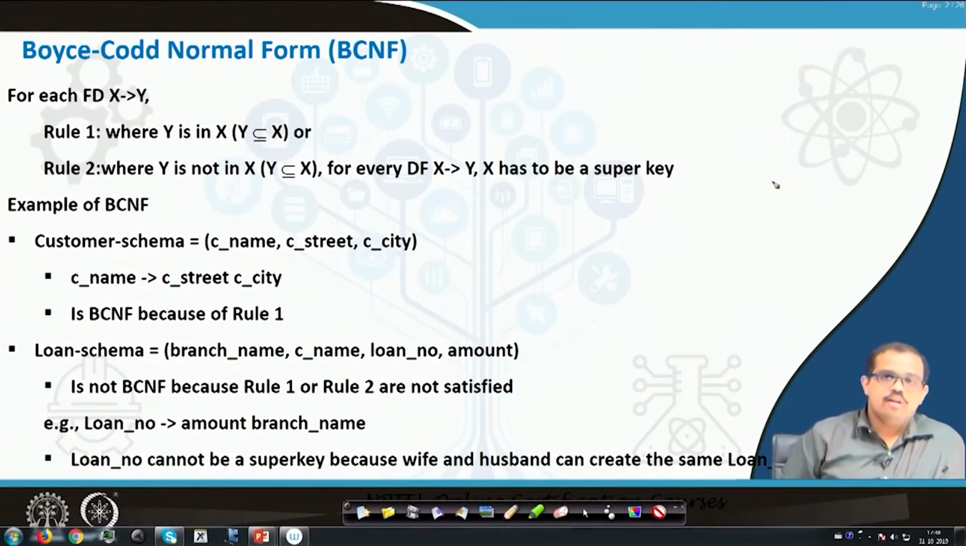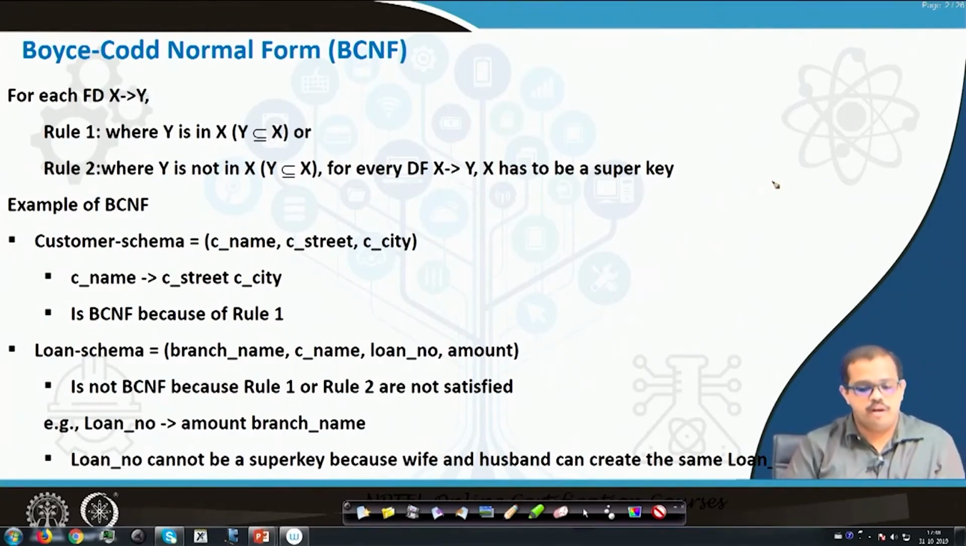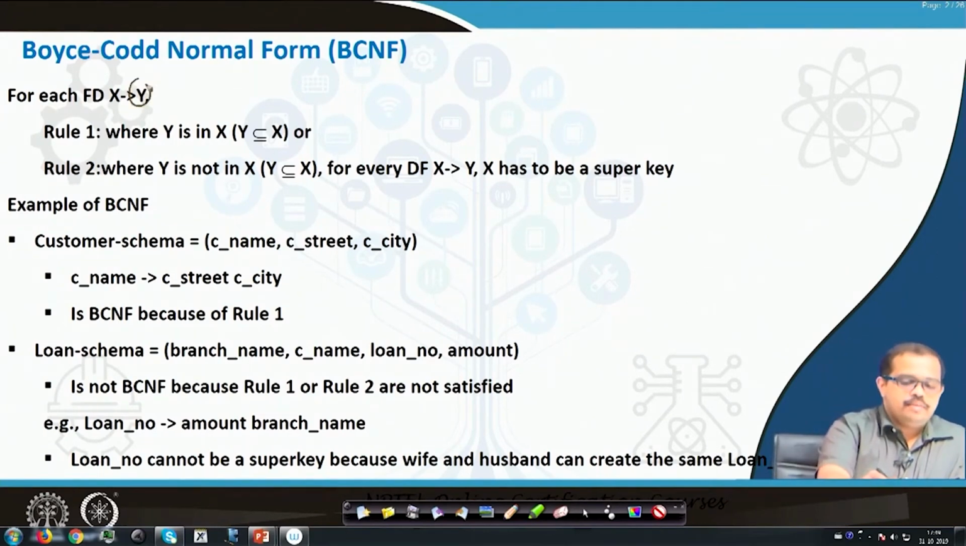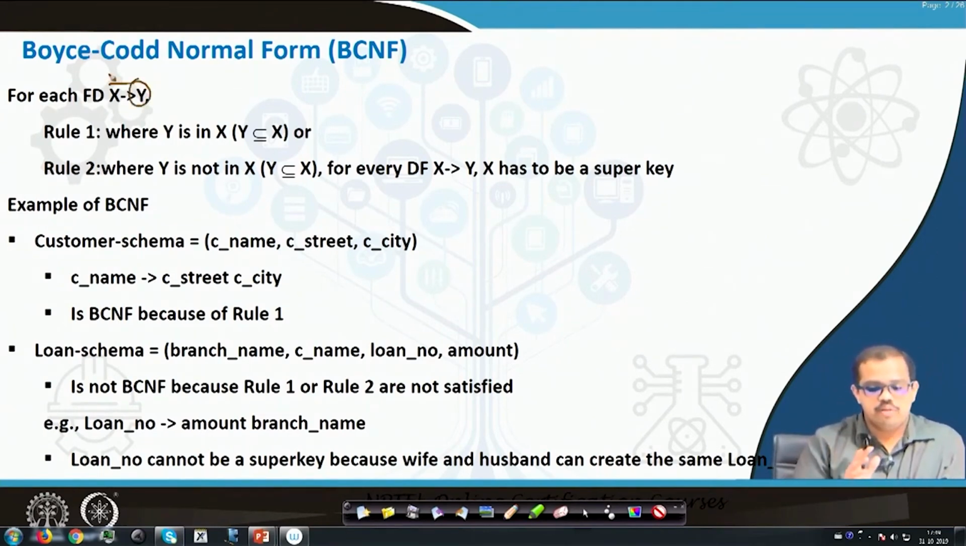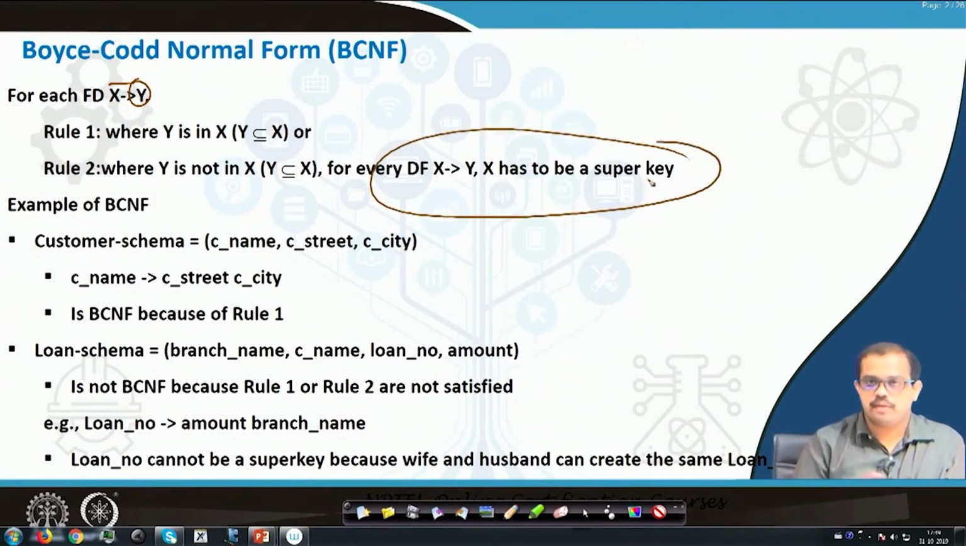Okay. Now, before we go into fourth normal form, we will also look at BCNF. As I said, it is Boyce-Codd normal form. When we are looking at a functional dependency, that is y being dependent on x, it means I have a rule where y is in x, or y is not in x, which means the subset of x are not in x. In the second rule, we have already defined that x has to be a super key. This we have already seen previously.